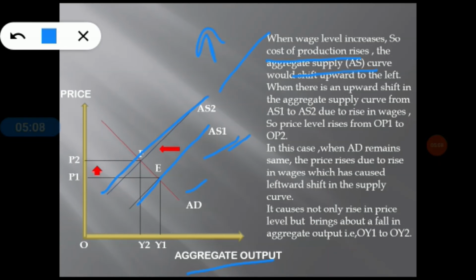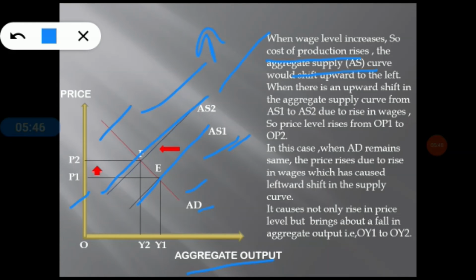So when there is an upward shift in the aggregate supply curve from AS1 to AS2 due to a rise in wages, obviously we can see the price level rises from P1 to P2. In this case, aggregate demand remains the same and doesn't shift, so the price rises due to the rise in wages, which has caused the leftward shift in the supply curve from AS1 to AS2, and there is no change in the aggregate demand curve.